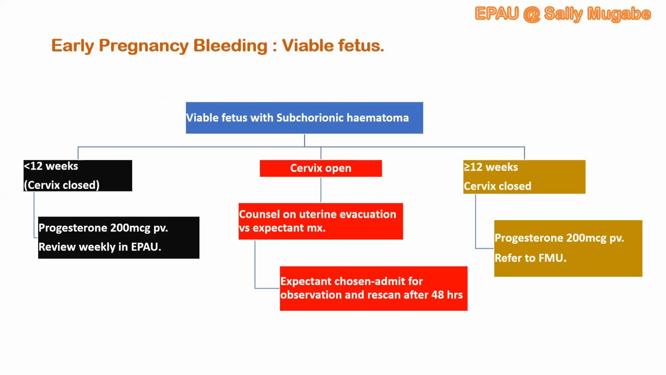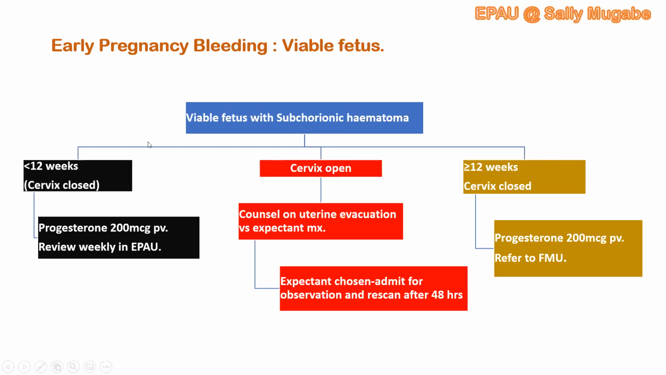This is just to give you an example of the protocol for management of early pregnancy bleeding with a viable fetus. This is a scenario where a viable fetus is there. So if you are managing early pregnancy, the baby is viable, but when you do the scan, you see that there's a subchorionic hematoma, which is fairly common for women who bleed in pregnancy.